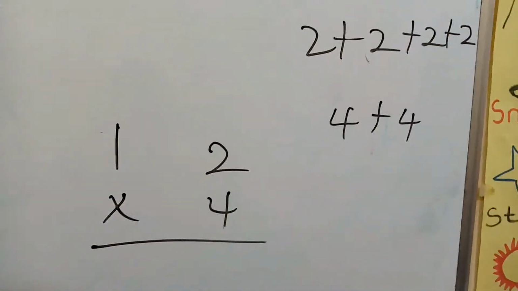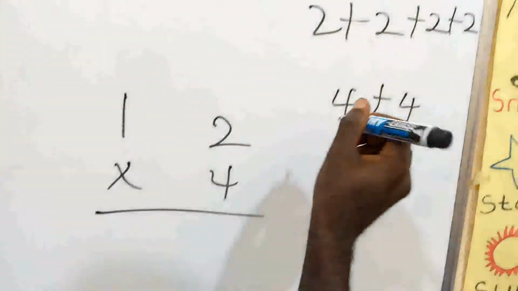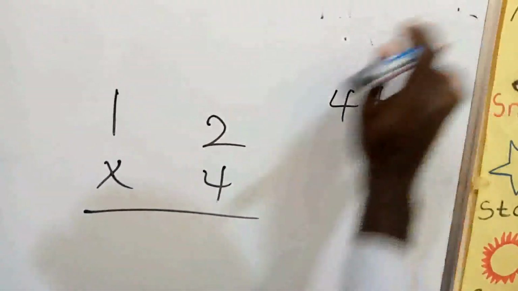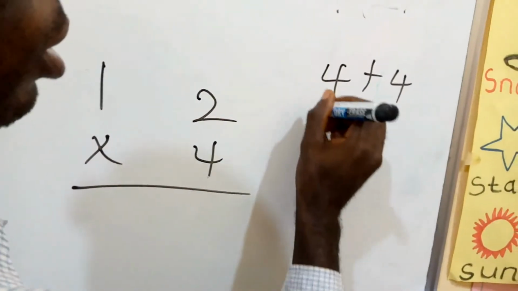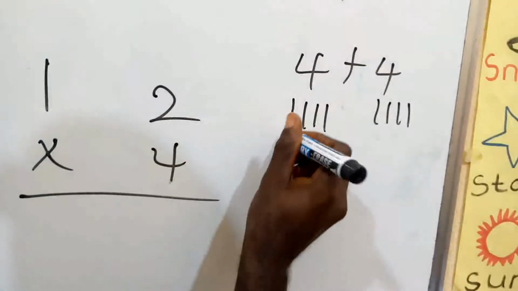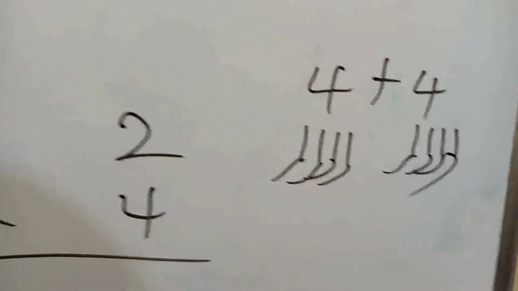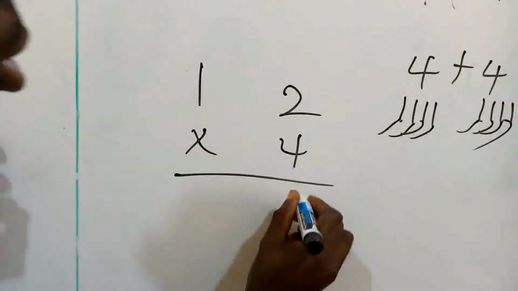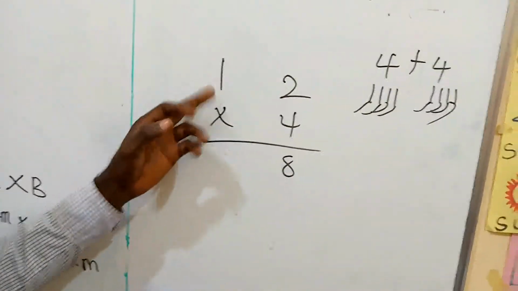Alright? So don't get confused. You can use 4 times 2 or 2 times 4. So let's use this: 4 plus 4, that is 2 times 4 or 4 times 2. That is 1, 2, 3, 4, 1, 2, 3, 4. Adding them, we have 1, 2, 3, 4, 5, 6, 7, 8. So 4 times 2 is 8.